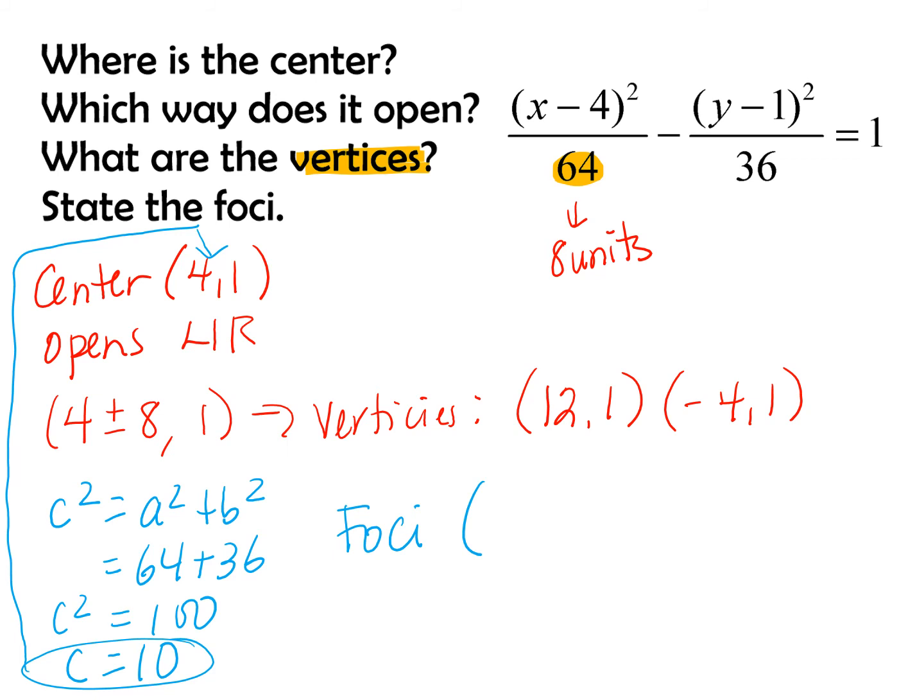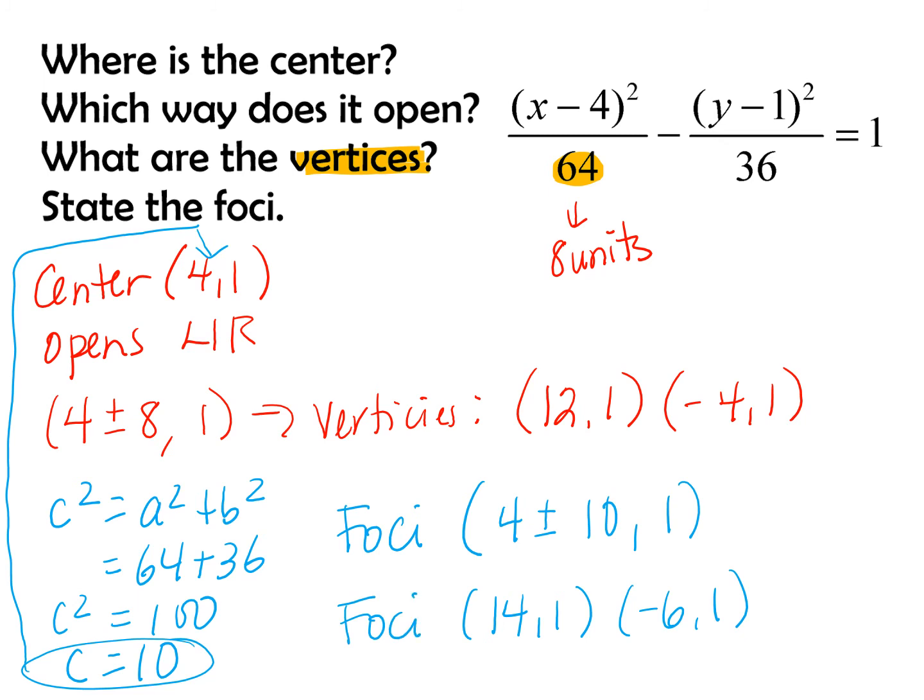So my foci are going to be 4, and then we will need to add or subtract the, excuse me, not the square root of 10. We'd already taken the square root. 4 plus or minus 10, 1. And then since those are whole numbers, I'll go ahead and simplify. So 14, 1. And then 4 minus 10 would give me -6, 1. So those are my foci. Again, it doesn't matter which way you write it. Typically, I go ahead and simplify unless it involves radicals.